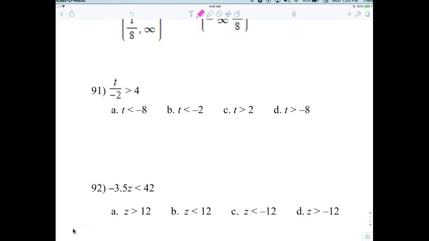So on 91, we're just multiplying both sides by -2, which means t is less than -8. All right. Oh, and whenever you divide by a negative, it changes the sign.